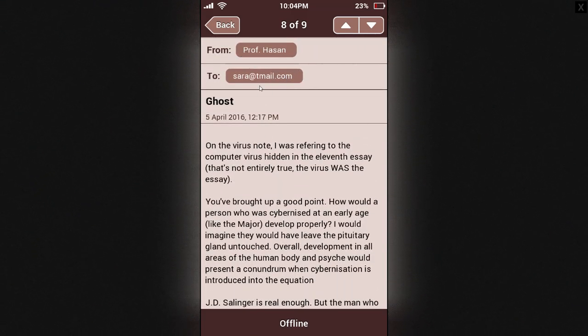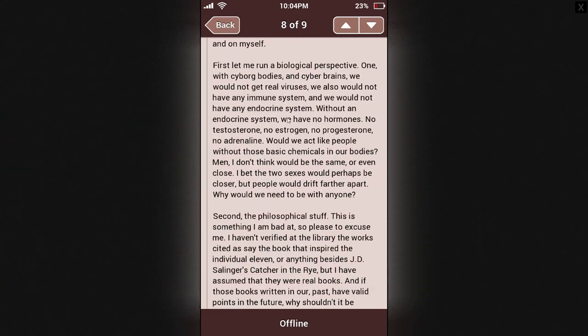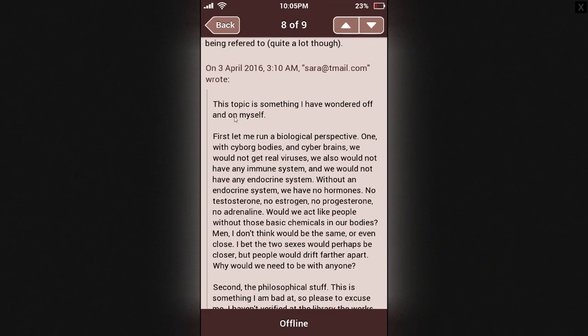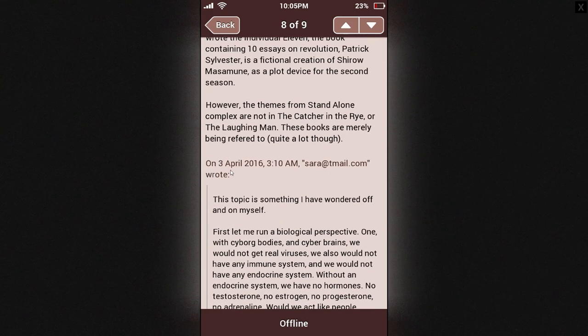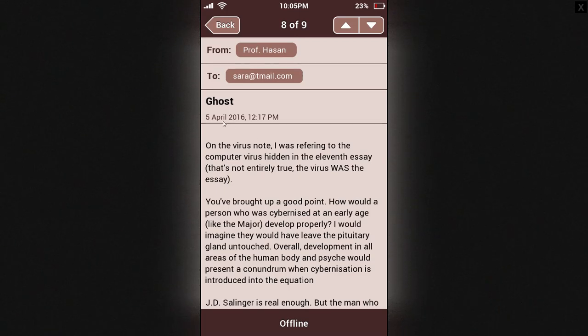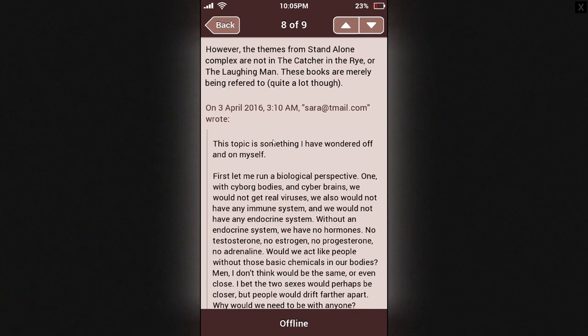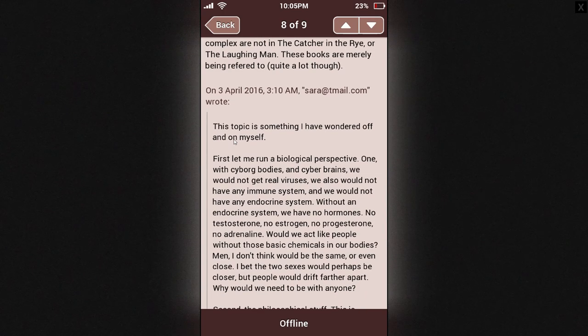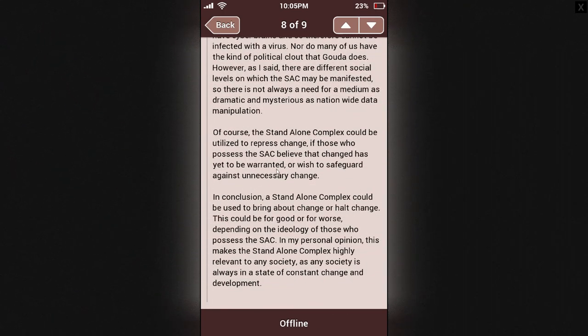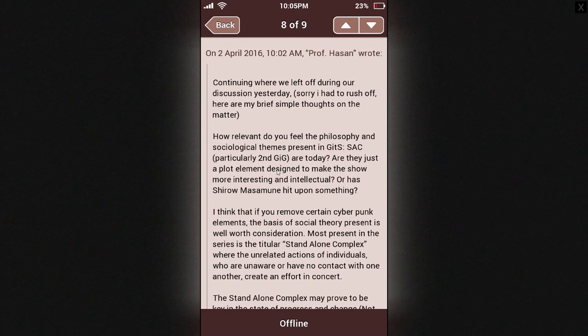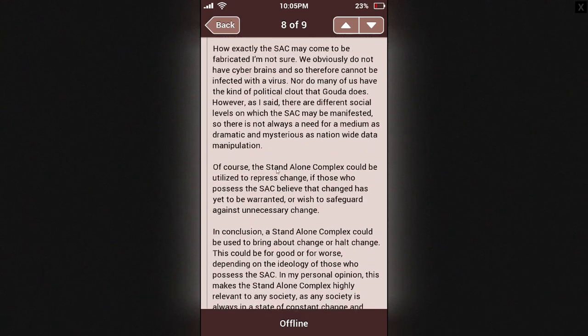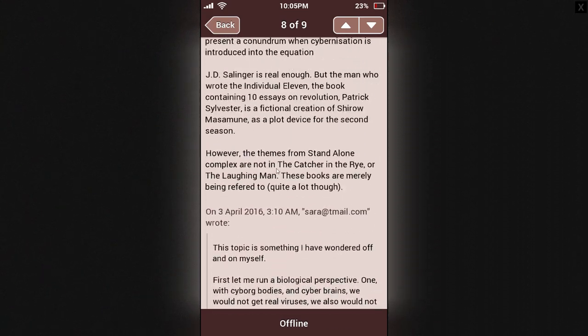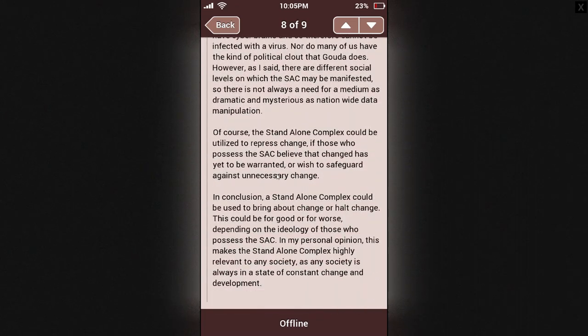So this is from her professor to her. And this one's the original message to her professor. This topic is something I have wondered off and on myself. Wait. April 3rd. April 5th. Yeah, so his response was newer. This is the original message. Whoa, this goes down quite far. Let's go up, because that makes more sense than going down, I think. Okay.